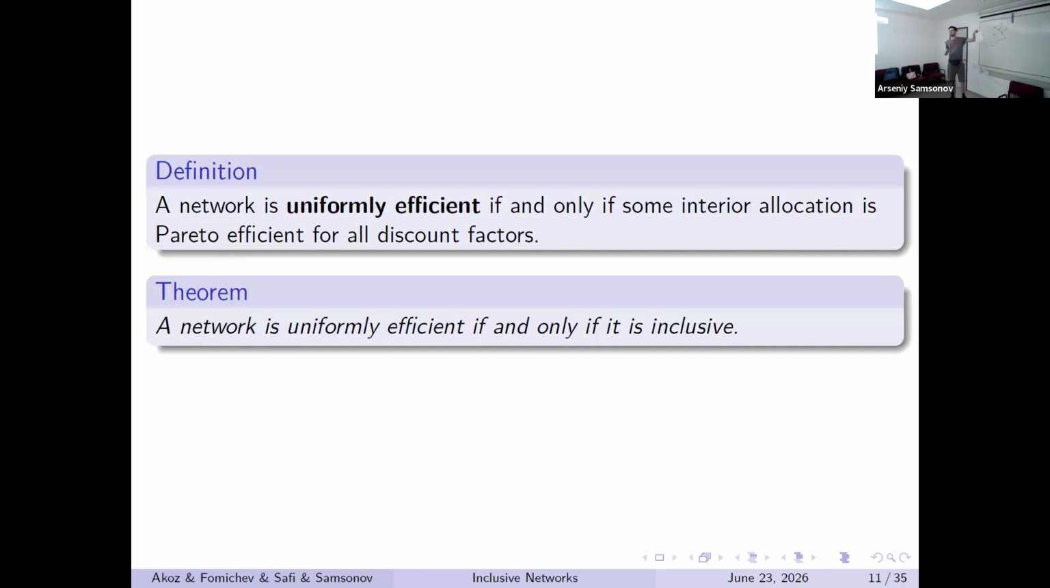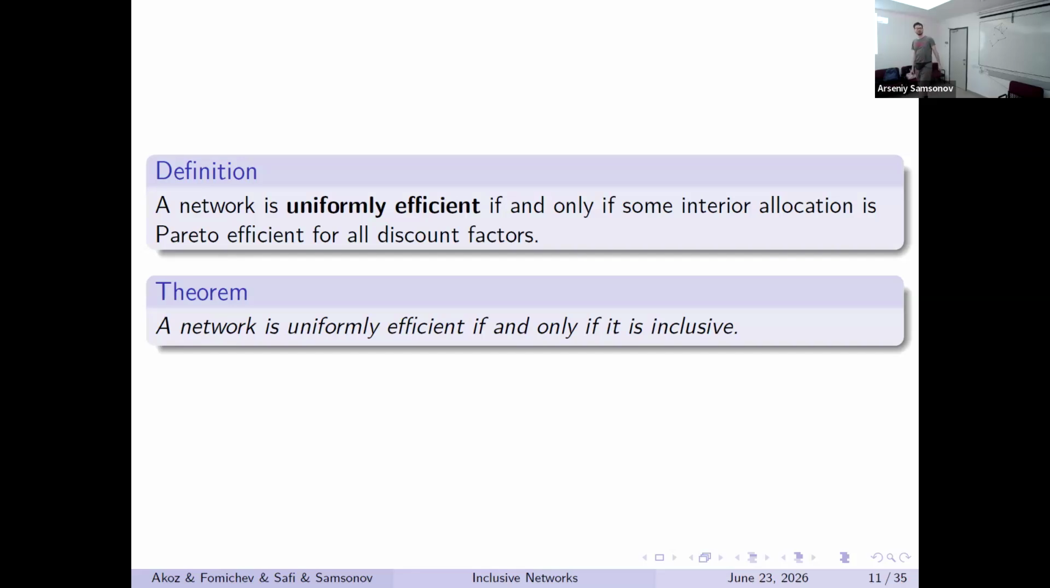And so it's not uniformly efficient. It turns out that if we have any allocation where everyone gets a positive amount of dollars, for some discount factors which model altruism, there will be a Pareto improvement. Like in this network, if everyone gets a strictly positive amount of dollars, we can find such discount factors.